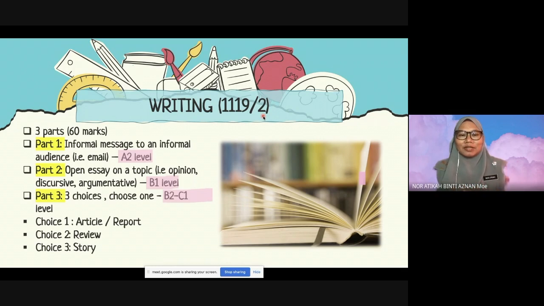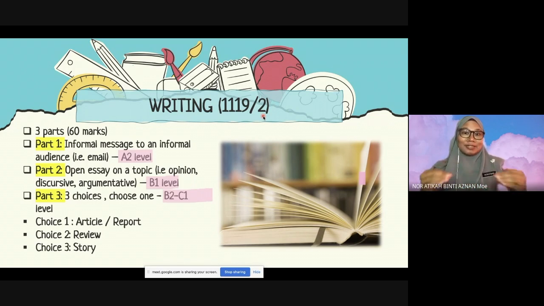The choices given are, choice number 1, you can write either an article or a report. Choice number 2 is writing a review, whether it's a movie or a book. And choice number 3 is a story, a narrative. So this is somehow a bit similar to the previous format, where we have article and report in section A, and story is the task requirement for section B.